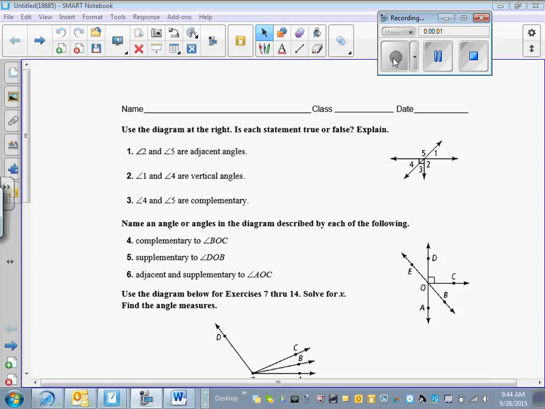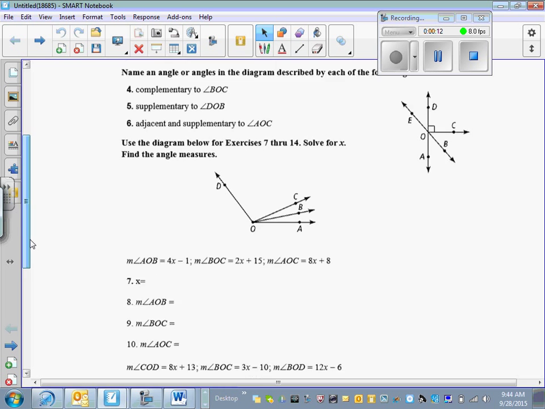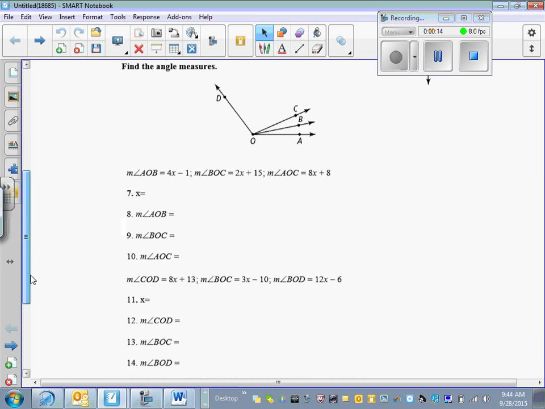This is Unit 1.5 homework, or for some of you as classwork. I'm going to quickly show you how to set up the problems from number 7 all the way down, but I'm only doing one part of it. The rest I'm just going to show you how to set up for x. Then once you solve for x, you just plug it in to find the rest of the angles. So for the first one, AOB, which is this angle, is given to be 4x minus 1.